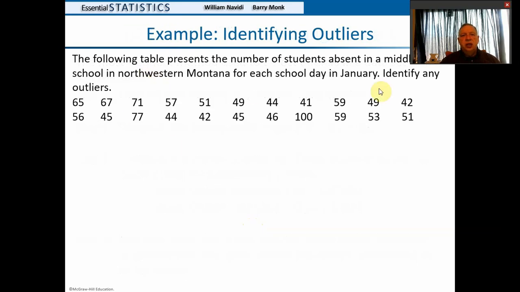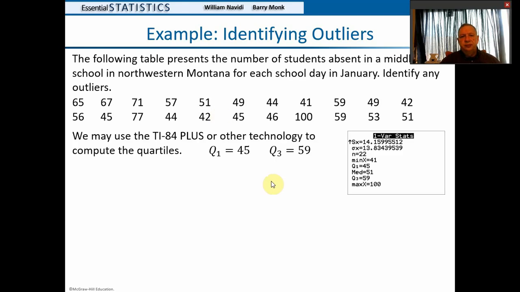Here's the following table, which presents the number of students absent in a middle school in northwestern Montana for each school day in January. Identify any outliers. So what we're going to do is order the data, compute quartiles from the 5-number summary, perhaps by entering them on the calculator, do the IQR, and then do the boundaries, and then look at the data.